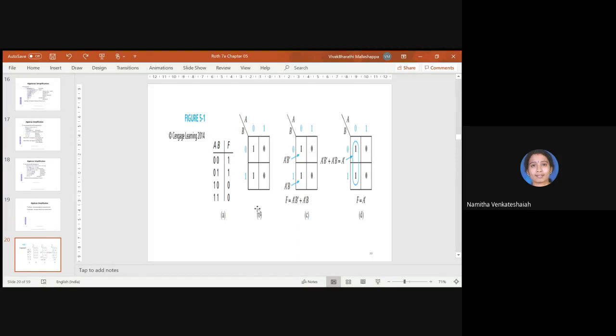So that's how I filled the Karnaugh map. I hope everybody understood the diagram B. So now let us go to the diagram C.